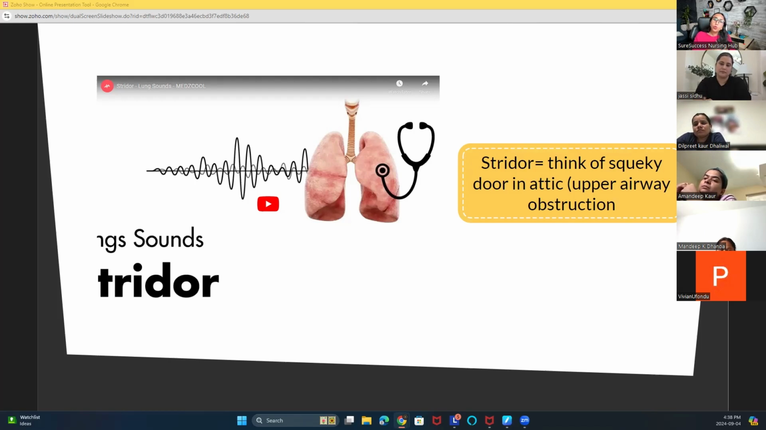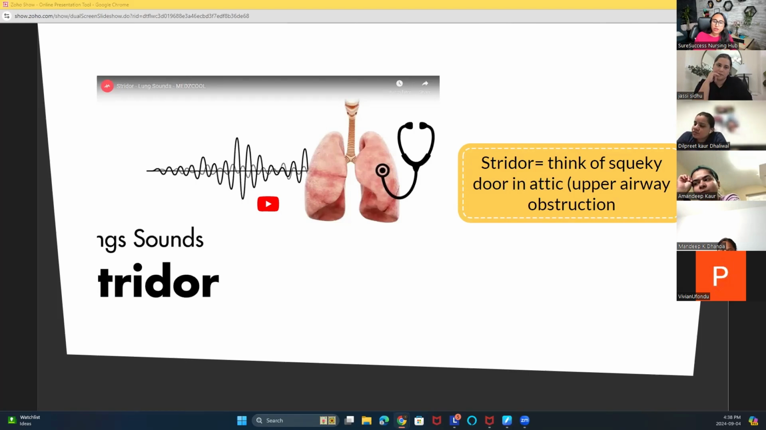Whenever you hear this stridor sound, what is the first step? Immediately maintain the ABCs. For the crackles, we are going to give some medication. Which medication do you think we are going to give for crackles? Furosemide. Furosemide, very good. Which medication are you going to give in wheezing? Albuterol or salbutamol, or steroids to decrease the inflammation.